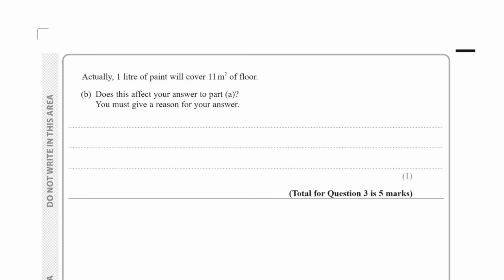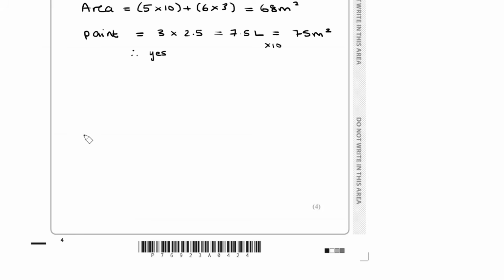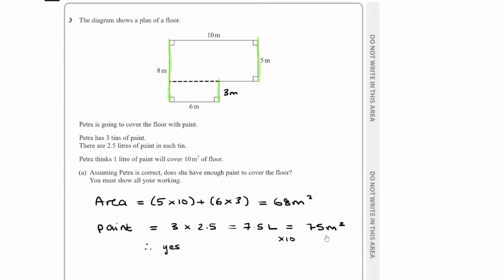We've also got a part B, and it says, actually, 1 litre of paint will cover 11 meters squared of floor. Remember that previously she thought it would be 10 meters squared, so that's the difference, 11 instead of 10. Does this affect your answer to part A? You must give a reason for your answer. Does it affect our answer? Well, no, because we go back. We've already said that she has plenty. She already has enough paint to cover the floor, and now we've worked out that there's actually even more paint coverage in each litre, isn't it? We can cover more of the floor with each litre. So that's just more again, isn't it?